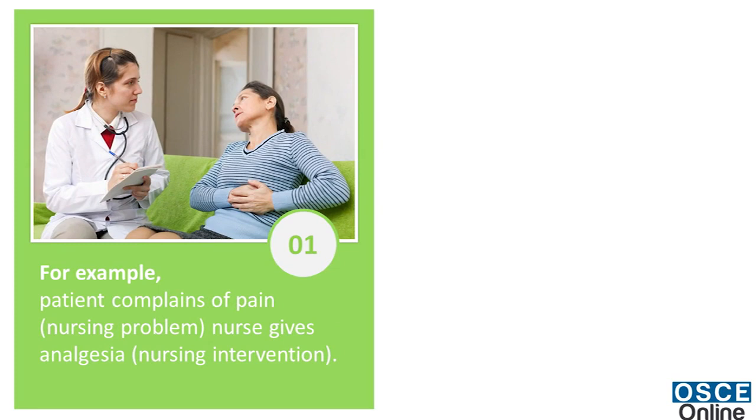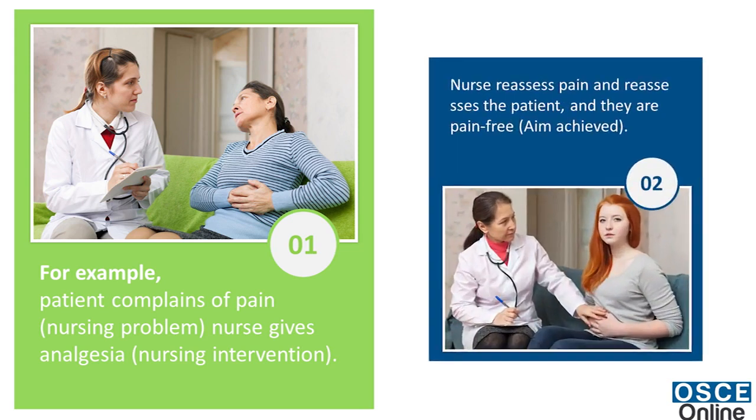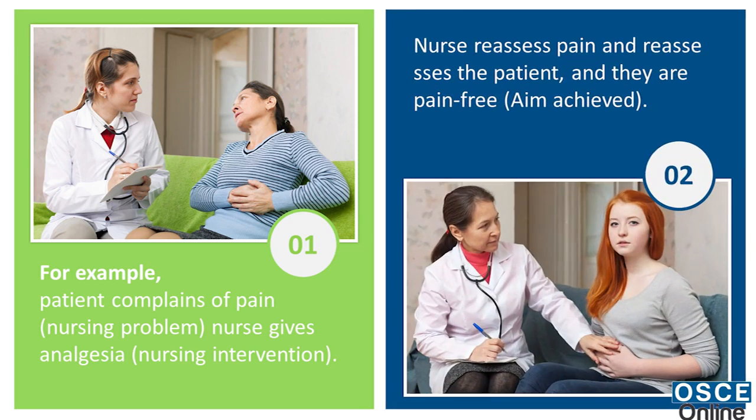For example, patient complains of pain. That is the nursing problem. Nurse gives an analgesia. That is the nursing intervention. Nurse reassesses pain and reassesses the patient, and they are pain-free. That is the aim achieved.